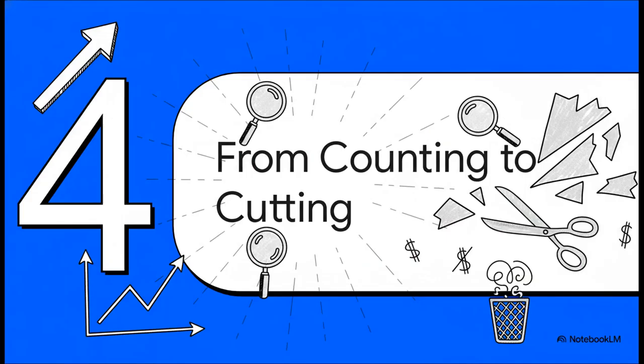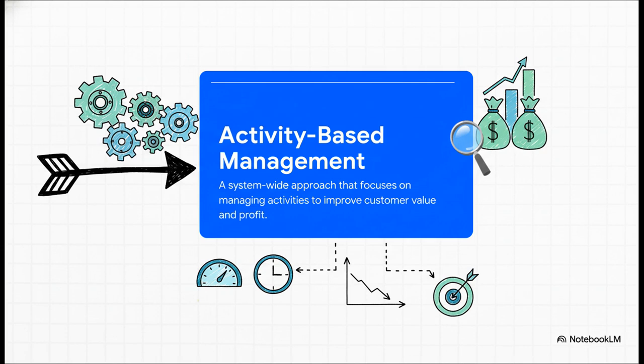Okay, so ABC gives you this incredible, high-def picture of your costs. But the next logical step isn't just to sit there and admire it, right? It's to start using that information to actively manage those costs and start cutting out the waste. And that's what leads us to activity-based management, or ABM. This is where you take the insights from ABC and you go on the offensive. You start managing the activities themselves to systematically drive down costs and make the whole business better, faster, and more profitable.